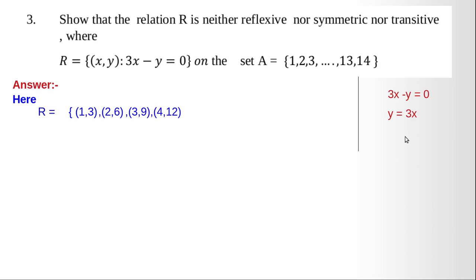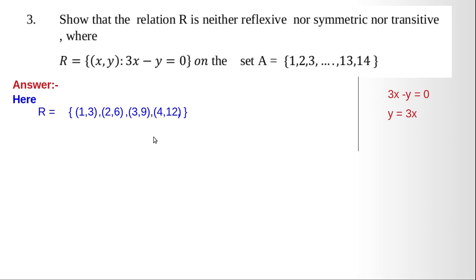When I give x is equal to 5 in this equation, what do we get as y? y equal to 3 into 5, that is 15. But we can't write that ordered pair here. What is the reason? 15 is not an element of A. To be a relation, it must be a subset of A cross A. If I write (5, 15) here, it will not be a subset of A cross A, and hence we can't write it. Therefore the relation is over. It contains only 4 elements.